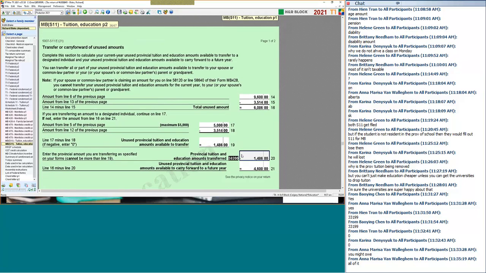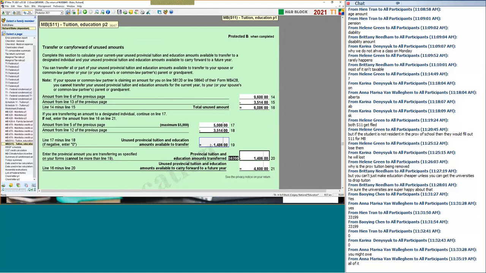Now we're going to go down and see what can we do for the future. So he has an unused amount of $6,086. The max he can transfer is $5,000, but he had to use $3,514. So the only thing left over to transfer provincially is $1,486.